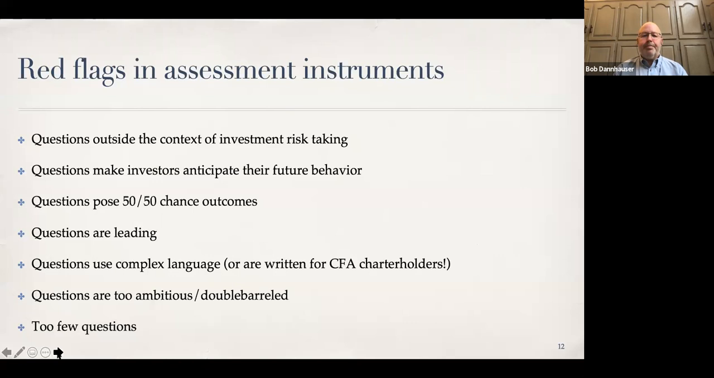Questions that make investors anticipate their future behavior are also problematic and something that you ought to be concerned about on a questionnaire. So we know that investors tend to discount what happens in the future inappropriately. The behavioral finance people call it hyperbolic discounting. They're just very bad at anticipating, in fact, what their future behavior is beyond a fairly short time frame. And so asking them about it is kind of pointless because they're just bad predictors of their own potential behavior. It really doesn't lend any useful insight.